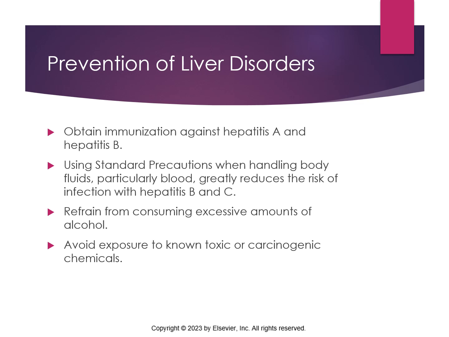Obtaining immunization against hepatitis A and hepatitis B can help prevent viral diseases. Avoiding exposure to known toxic or carcinogenic chemicals and drugs can also help prevent liver damage and liver cancer. On page 647, see the green health promotion box, preventing contraction of hepatitis.